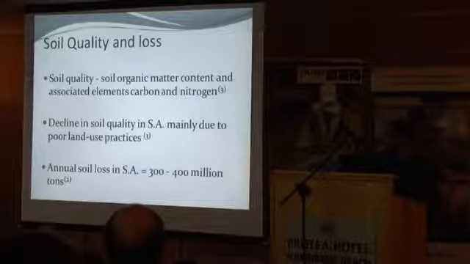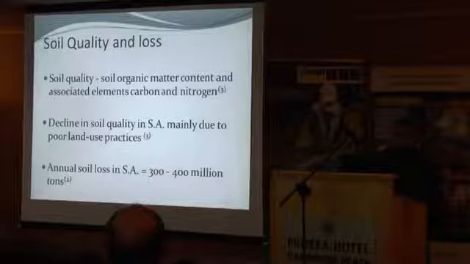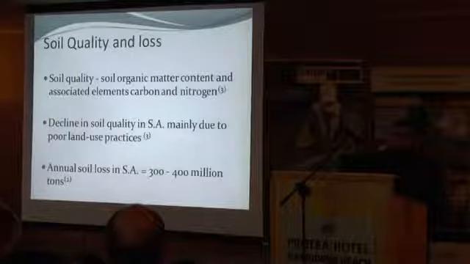Soil quality. Basically, soil quality is the amount of organic matter content and associated elements, carbon and nitrogen. The decline in soil quality in South Africa is mainly due to poor land use practices such as overgrazing. Soil loss in South Africa equates to between 300 and 400 million tons a year.